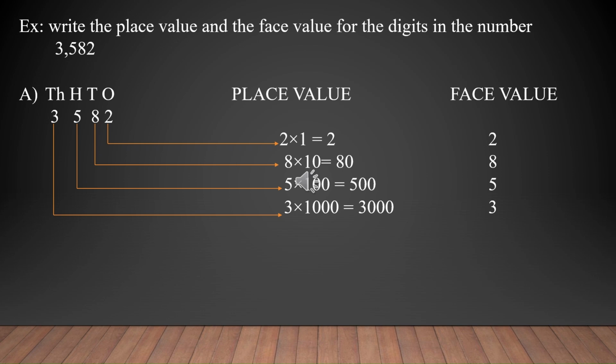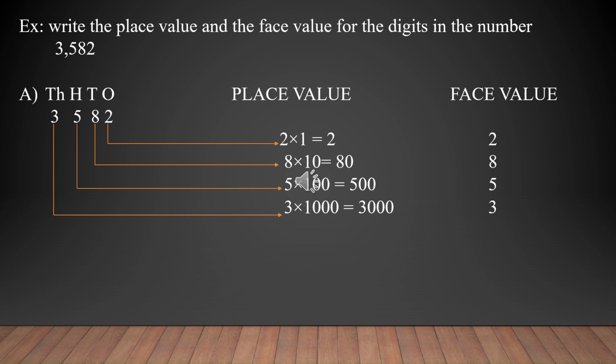Now come to 8. 8 is in which place? 8 is in tens place. So multiply 8 with its place value 10. 8 into 10. What is 8 into 10? It is 80. And what is the face value of 8 here? 8. So place value is 80 and face value is 8. Now come to the next digit, that is 5. 5 is in which place? 5 is in hundreds place. Now multiply 5 with its place value, that is 100. 5 into 100, that is 500. Now what is the face value of 5 here? That means face value of 5 is 5 itself.